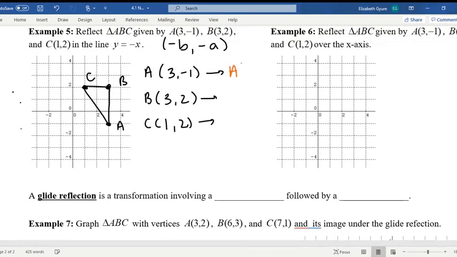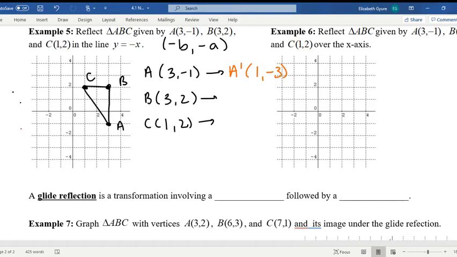So A prime, I need to take my 2 points, flip them around and make them the opposite sign. So that means this is going to become +1, -3. Does that make sense? Okay.